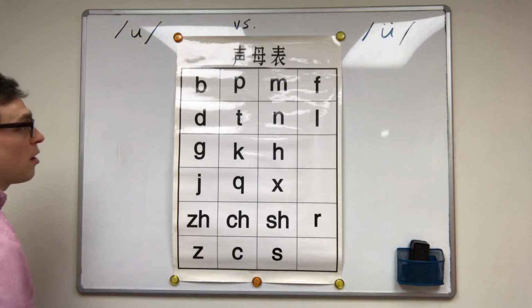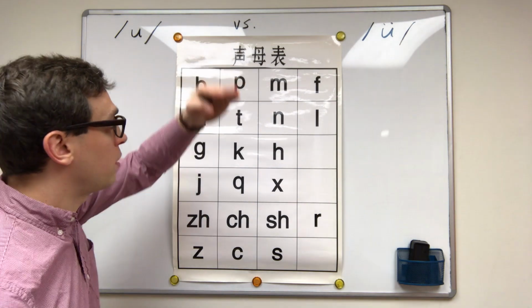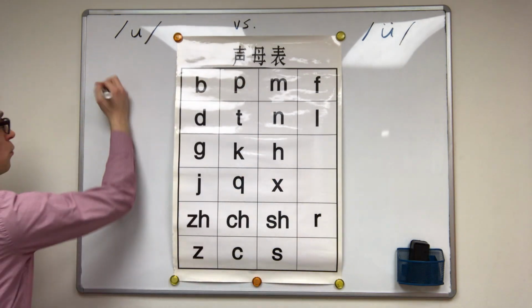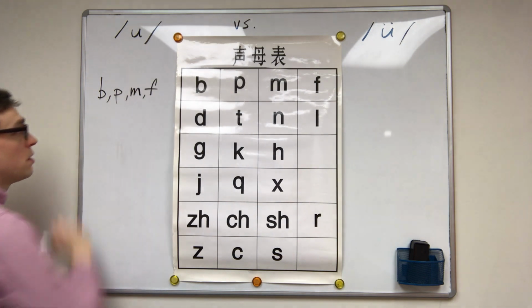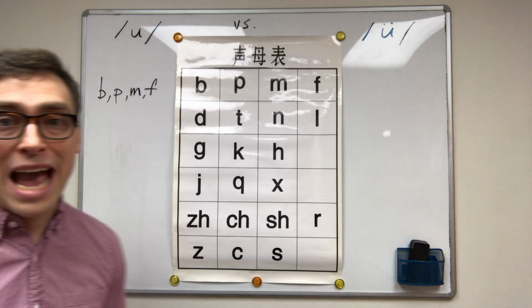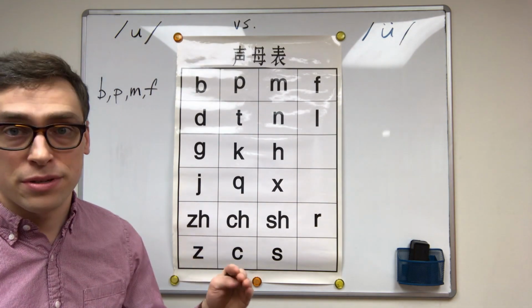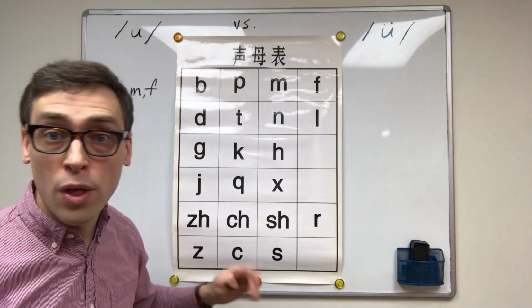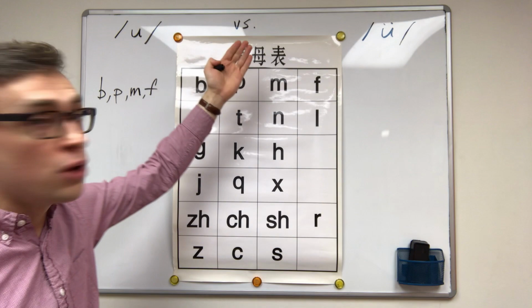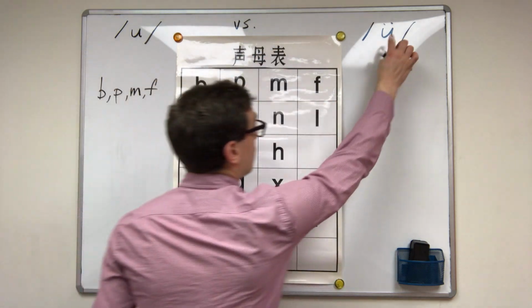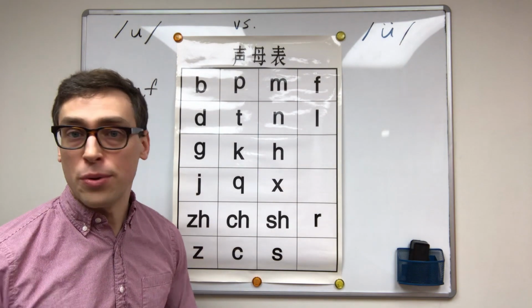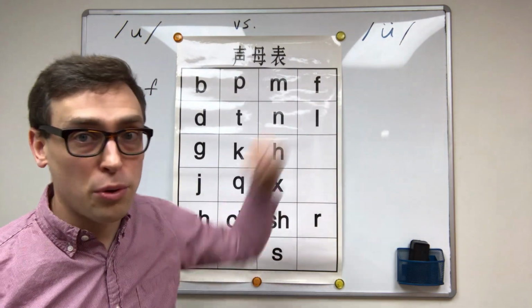Our first line, our bilabials, bo, po, mo, fo, all fall under the u. So if there is a u after any of these initials, it's always going to be u, right? We have bu, pu, mu, fu, that all works. None of them work with ü. You'll never see one of these initials with ü.